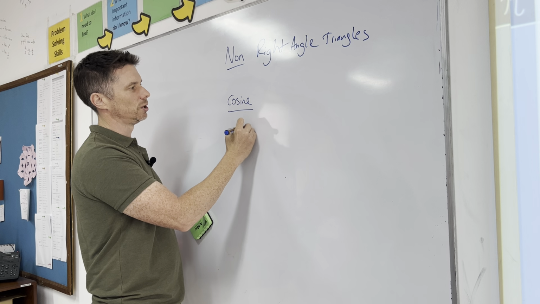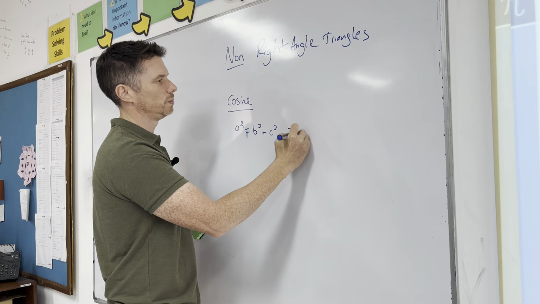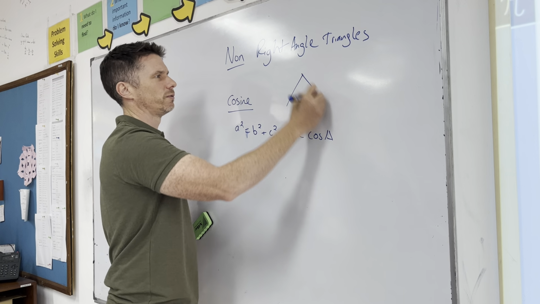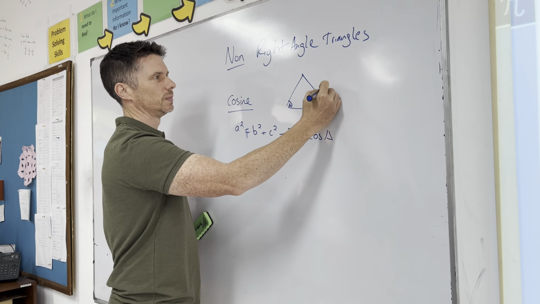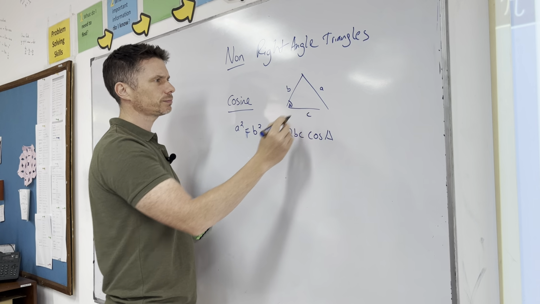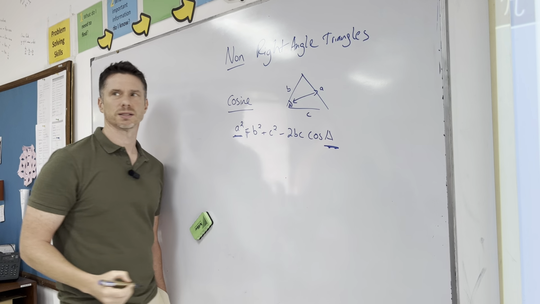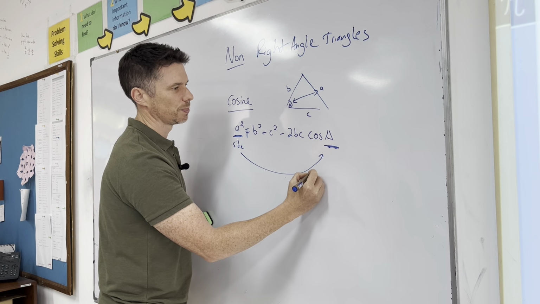So the cosine rule is a squared is equal to b squared plus c squared minus 2bc cosine a. Now that's not specific, so if you do have a right angled triangle and you have angle a here, it's just the angle opposite the side. So this will always be opposite this. So the side and the opposite angle.